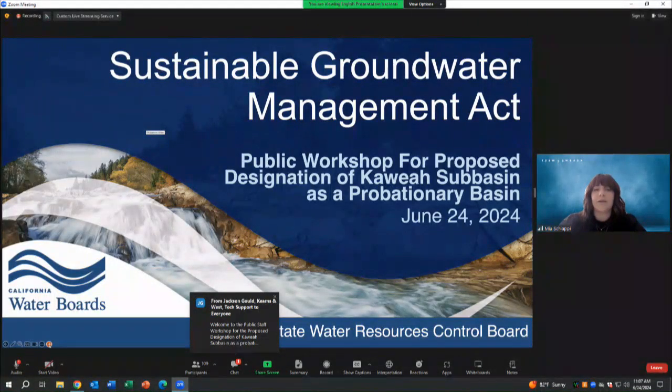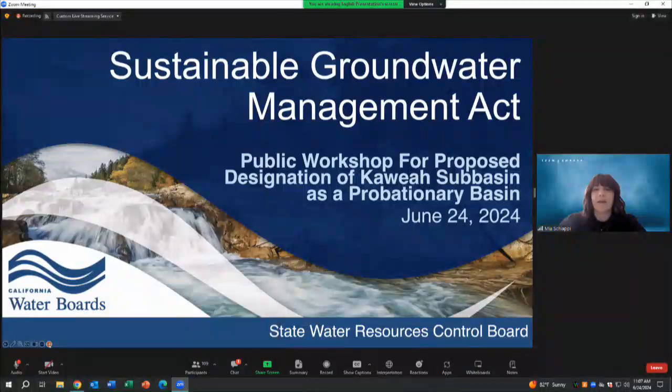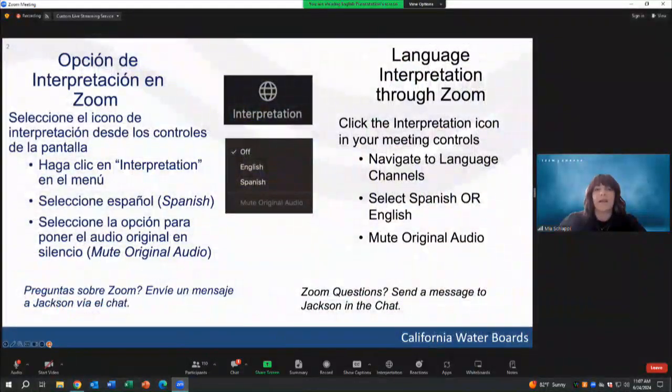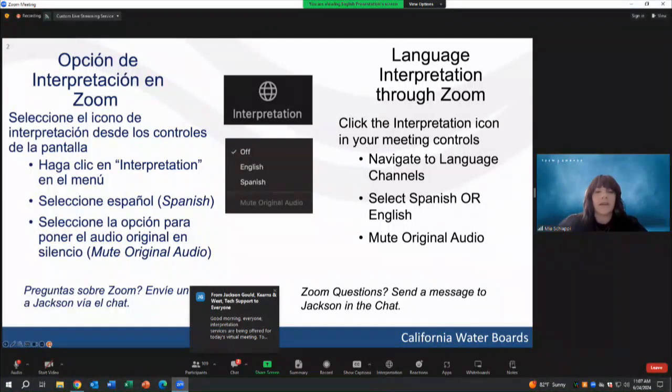If you need to switch your language settings to Spanish, please click on the interpretation globe icon at the bottom of your Zoom window. From there, a menu will pop up offering Spanish and English audio. If you select Spanish, please click Mute Original Audio, so you only hear the Spanish translation.